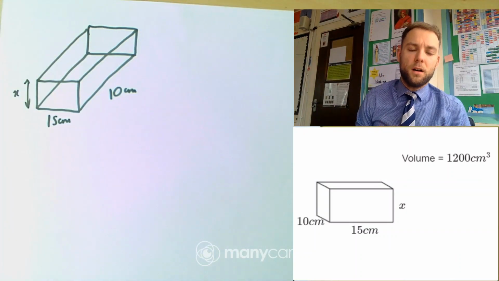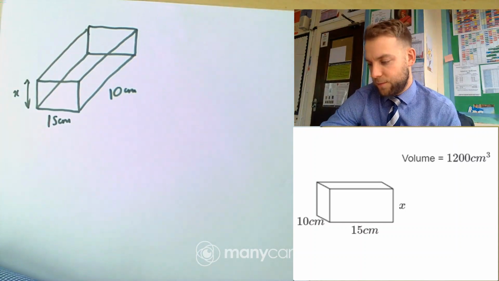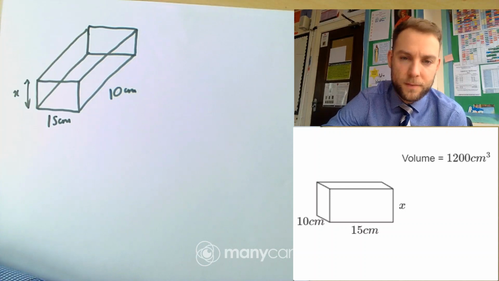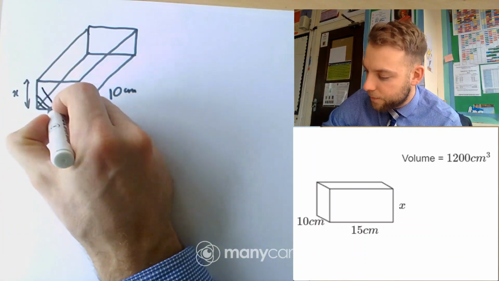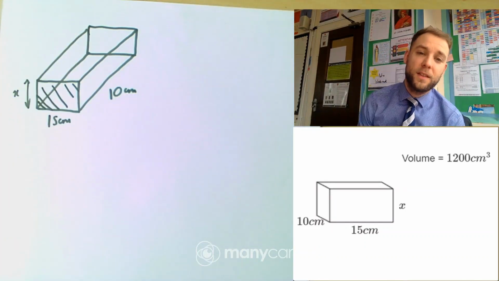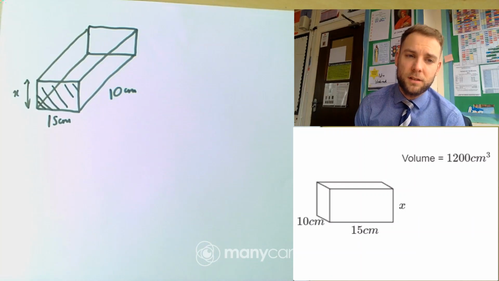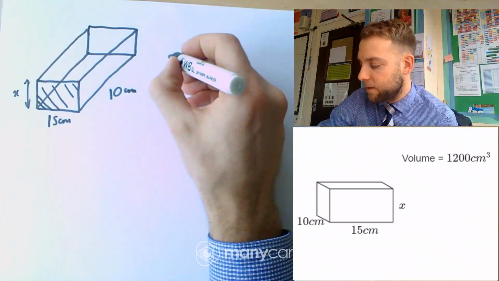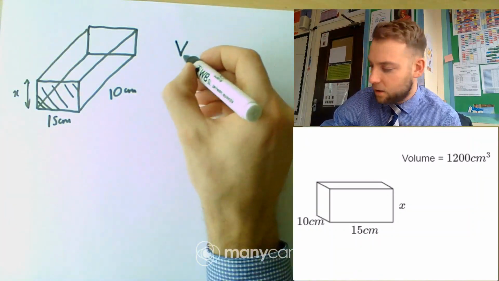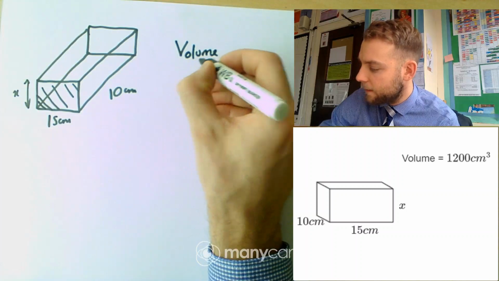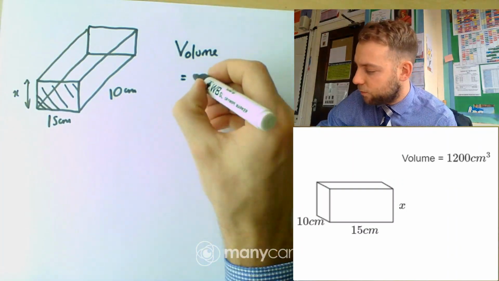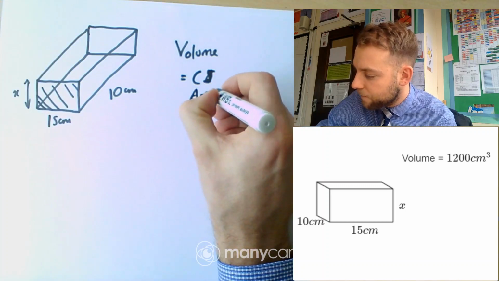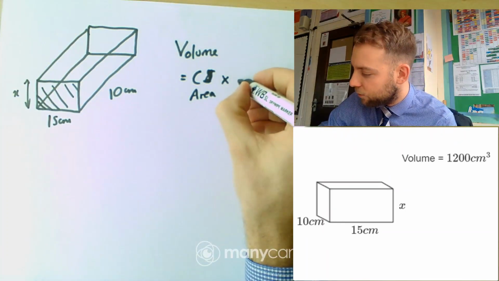Now, we know that the volume of a prism is the cross-sectional area times by the depth. So what shape is this cross-section? That's a rectangle. So it's going to be the area of the rectangle times by the depth. So let's write that down here. The volume is equal to your cross-sectional area times by your depth.